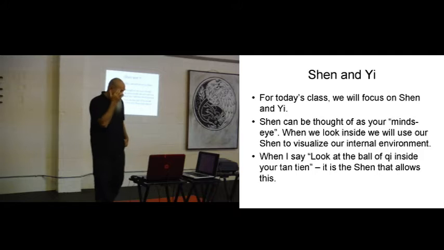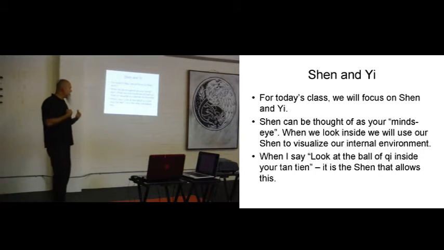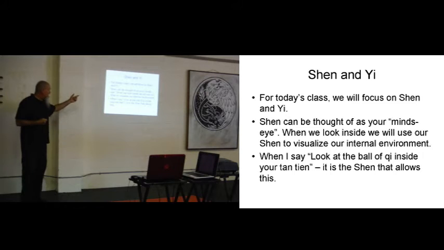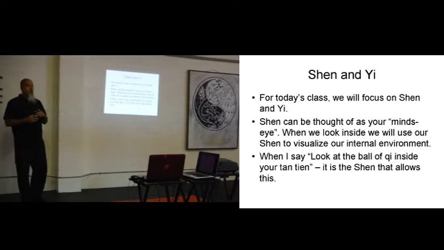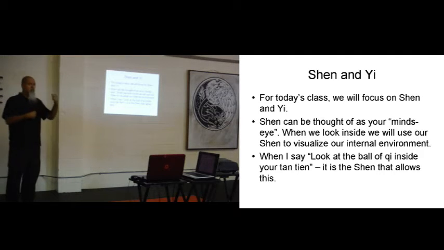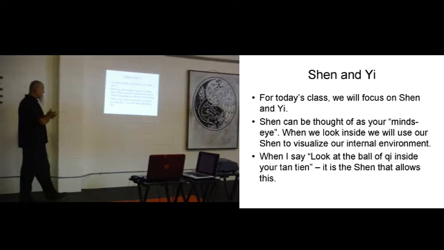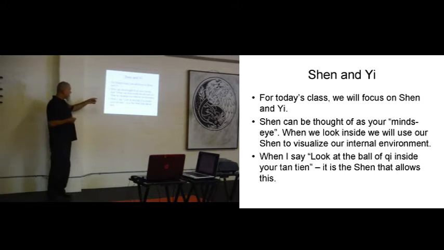Shen and Yi have an important connection. Now remember, Shen is that psychological, spiritual, emotional stuff, and Yi is our intention, and they work together. You can also think of Shen as mind's eye. That's the part where we say we're looking inside. When we talk about visualizing something on the inside, that's your Shen. The spirit of the Shen is doing that, and we use it to visualize certain activities.